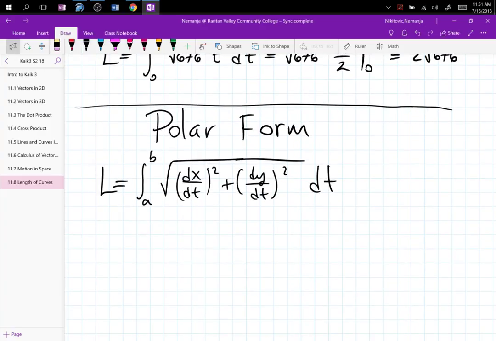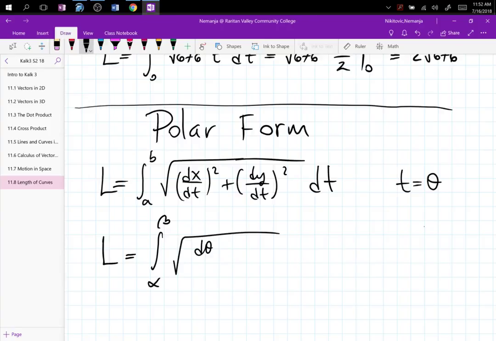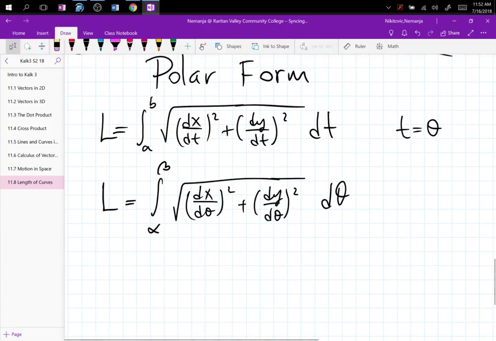And I'm just going to first start off with saying, since we are going into a polar form, I will change time with theta. So L is now going to be alpha to beta. Those are our limits because we are switching to theta domain. Square root of dx d theta squared plus dy d theta squared d theta. So all I did is I just swapped the variable parameter t for parameter theta. Doesn't matter. We can use whatever we want.